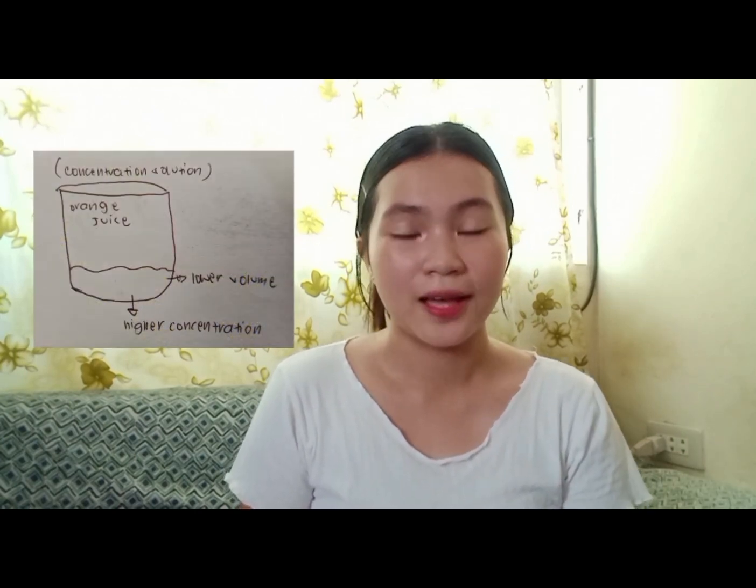So concentration is the removal of solvent. Yun yung nagpapataas ng concentration ng isang solute sa solution. And yung orange juice natin is lower volume lang and higher concentration. Lower volume because wala pa tayong na-add na solvent, kaya siya higher concentration. Dahil small amount lang siya, which is sabihin na natin matamis siya and kulang siya sa water. So, anong mangyayari kapag nag-add na tayo ng solvent, which is yung water?